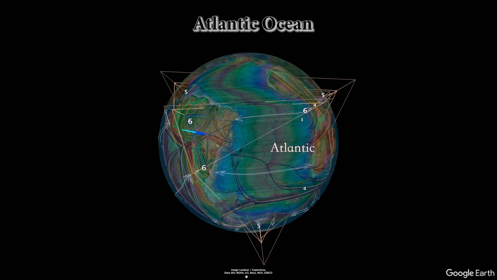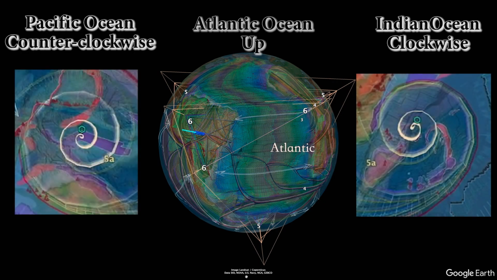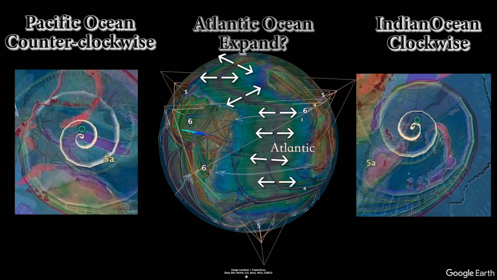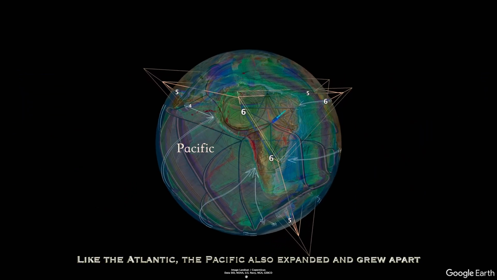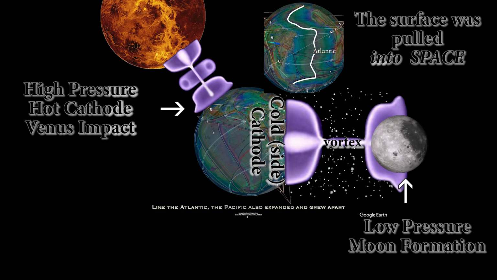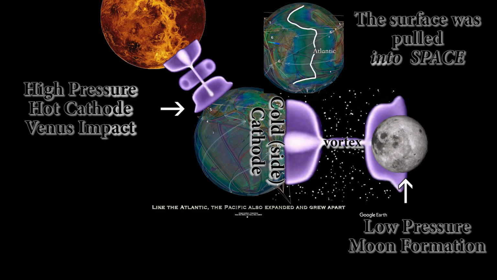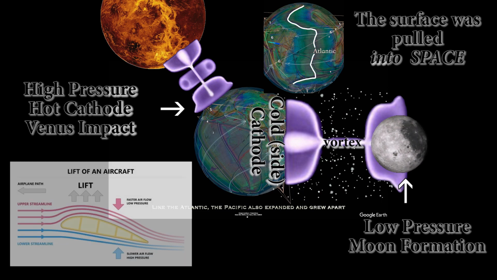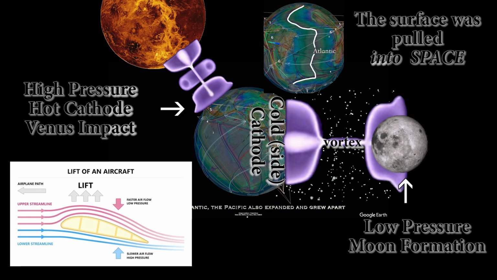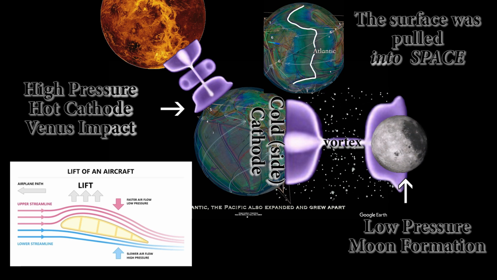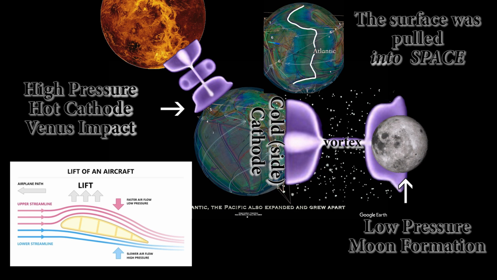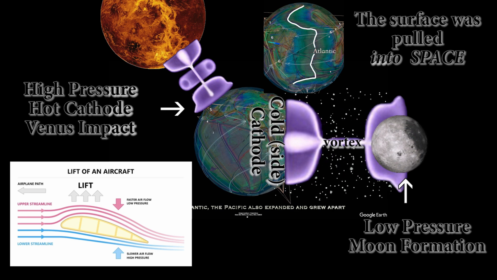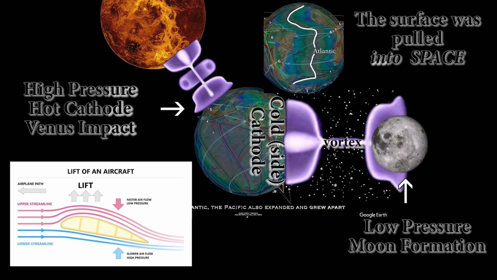Here in the Atlantic Ocean, we don't find a circular central nodal expansion. That's because the Atlantic is not an internal expansion ocean. The crust of the Earth didn't split and expand here to form the Atlantic Ocean. Rather, the surface of the Earth was pulled up in a cold cathode vortex, at the other end of which formed the moon. Like the lift of the wing or the pull on a sail, it is the low pressure that creates the movement.